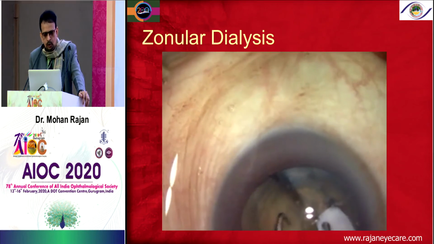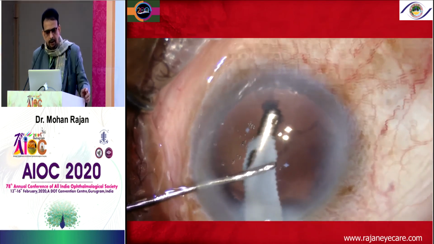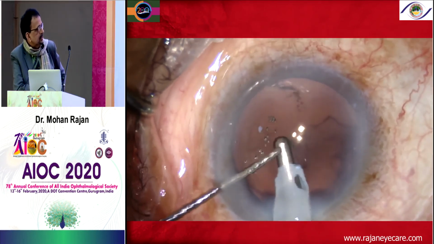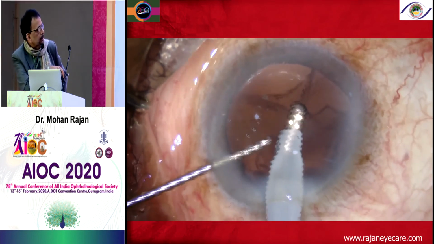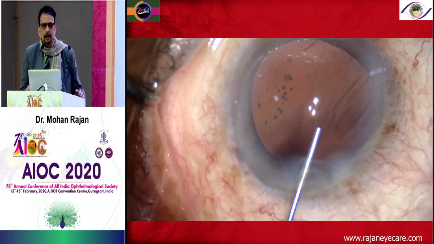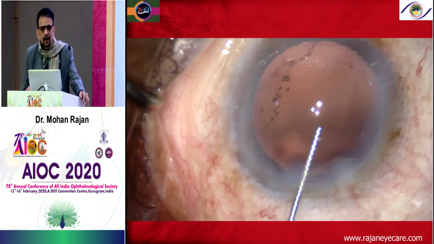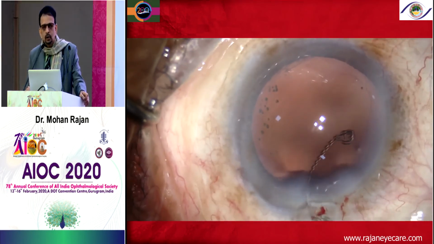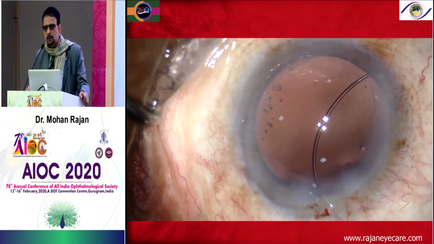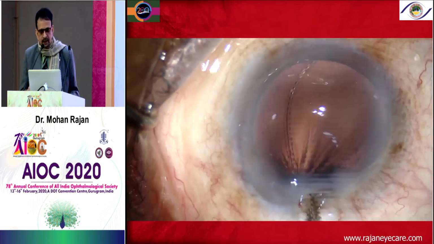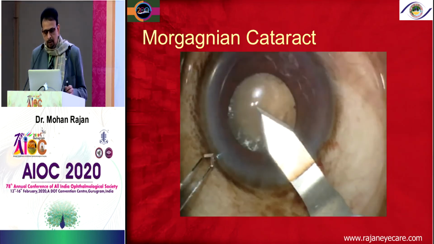Again, just to show you the zonular dialysis. You can see here, as I'm trying to aspirate the cortex, look at this 6 o'clock meridian. You can see that the zonules are coming out. Once you identify that the zonules are coming out, with zonular dialysis occurring intraoperatively, inject viscoelastic and come out. Always put a CTR there, stabilize, and then go ahead with the phacoemulsification as well.